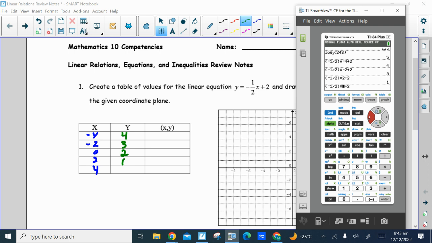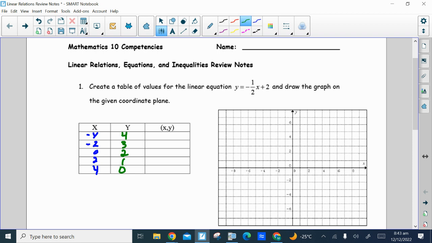So the last one I have, it should be 0 for the y point, but let's see. Negative a half times 4 plus 2, yep, is 0. So my points are the point negative 4, 4; negative 2, 3; 0, 2; 2, 1; and 4, 0. And I can put those on a graph.